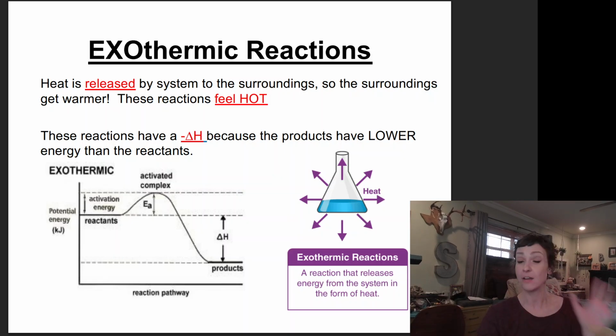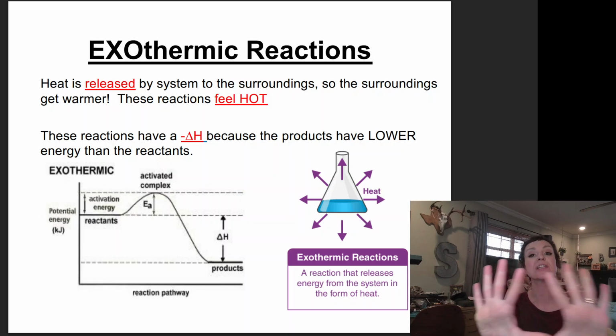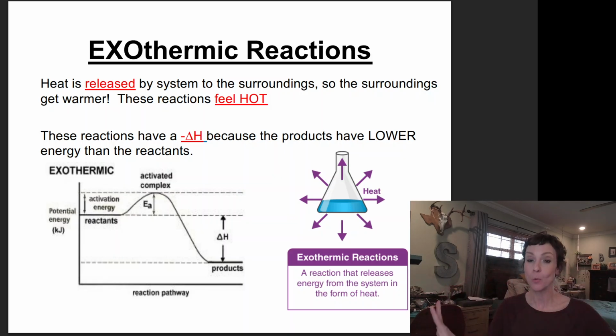Let's talk about exo. They are the opposite in every single way. So for exothermic reactions, heat is released by the chemical system to the surroundings. And we talked about last time, when I'm feeling something, I'm feeling the immediate surroundings of that chemical reaction. So as a result, these exothermic reactions will feel hot. Okay, these reactions also have a what? Negative delta H. And the reason behind this is because, unlike my endothermic slide, I am seeing something a little bit different. My products have lower energy than my reactants did to begin with.